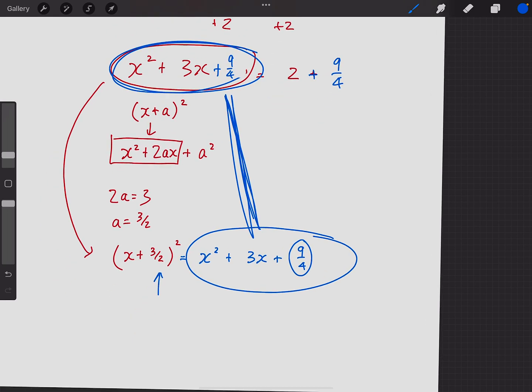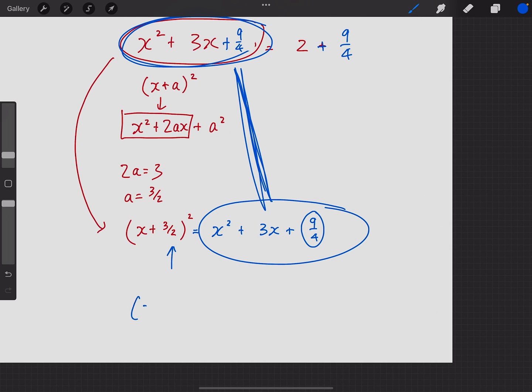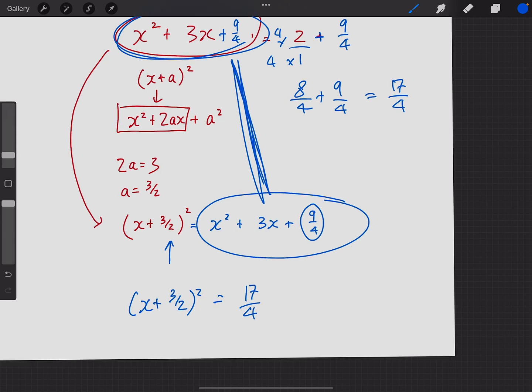Because once you add a 9 on 4, you can factorize it into x plus 3 on 2 squared, and that's equal to, let's make this out of 4. This is out of 1, so I'm going to multiply by 4, so you're going to get 8 over 4 plus 9 on 4, and this will be 17 on 4.